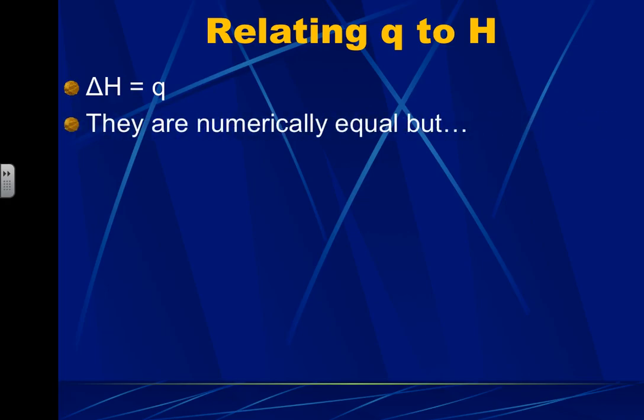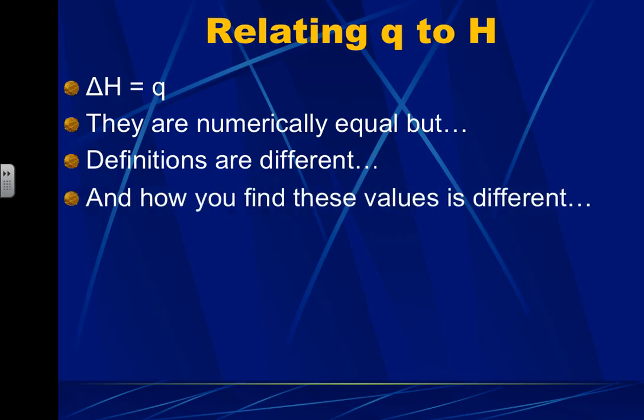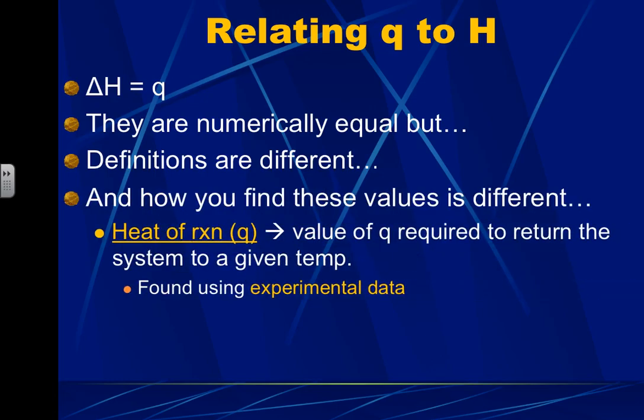They are numerically equal. However, their definitions are actually a little bit different. They essentially say about the same thing, but how we actually get the values of Q and H, that really becomes what's different. So when you talk about Q, we've been calling it heat. Sometimes it's expanded a little bit to be called heat of reaction. It's the value of Q required to return a system to a given temperature. So the reaction happens and you want to take it backwards. That would be your Q value.